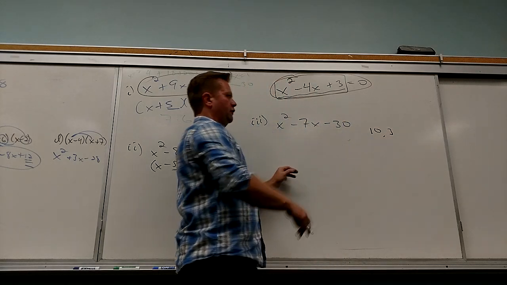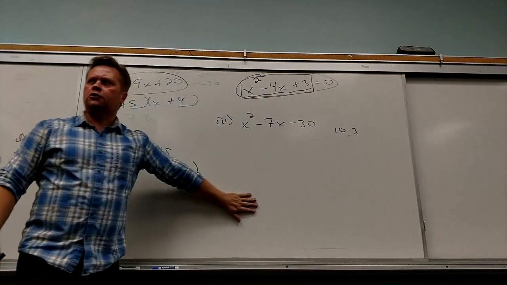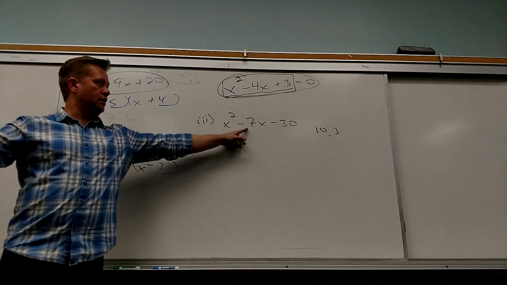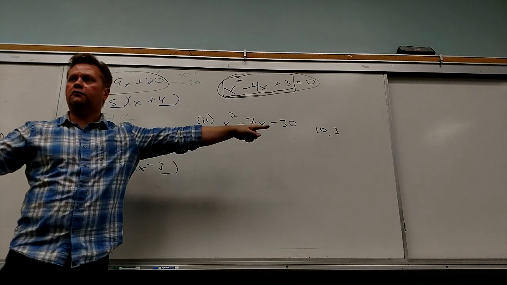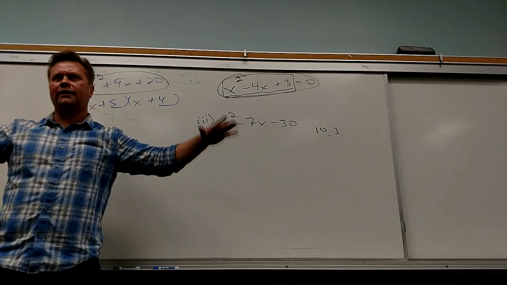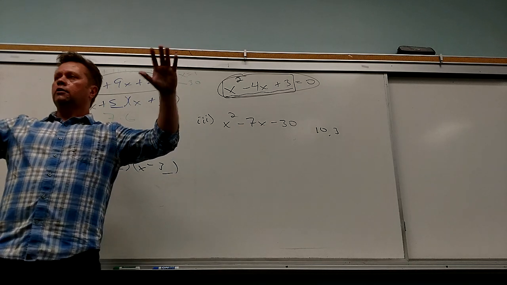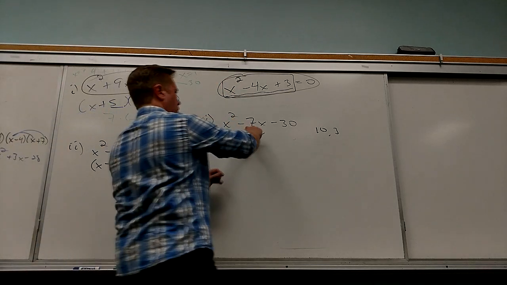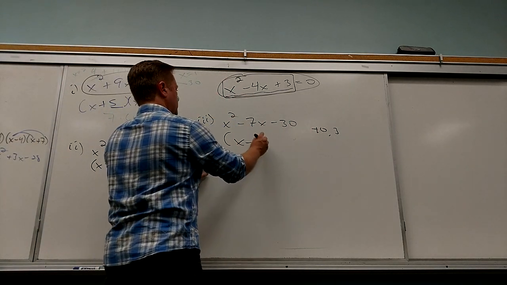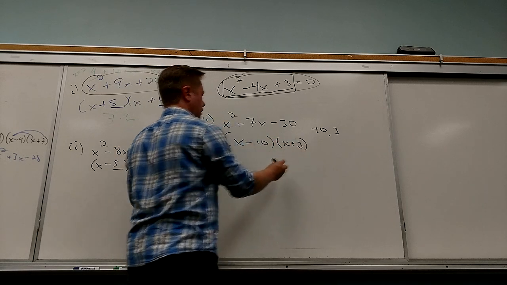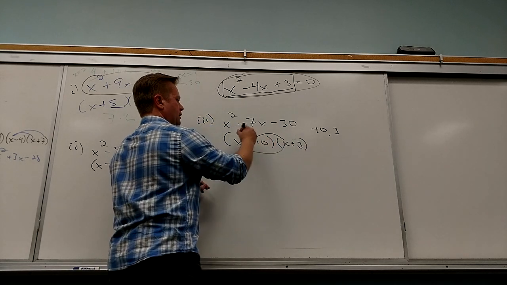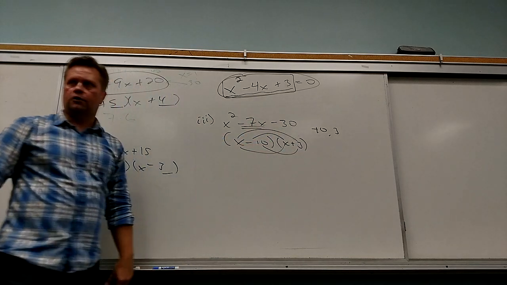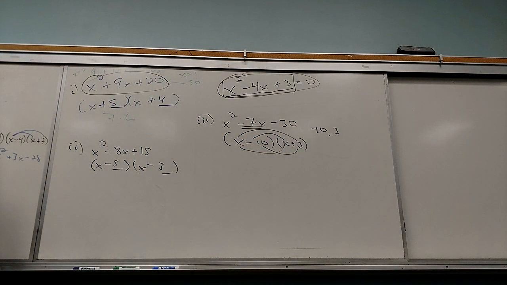Which one's going to be negative? What tells you that? 10. Why the 10? It's got to come out to be negative 7, so the bigger one better be negative. So don't look at it as so much to remember. Look at it as all the parts trying to work together to get you in the right direction. Bigger one, negative. So then I know it's x minus 10, x plus 3. Check it. X squared minus 10x plus 3x minus 30. You can always check it directly.